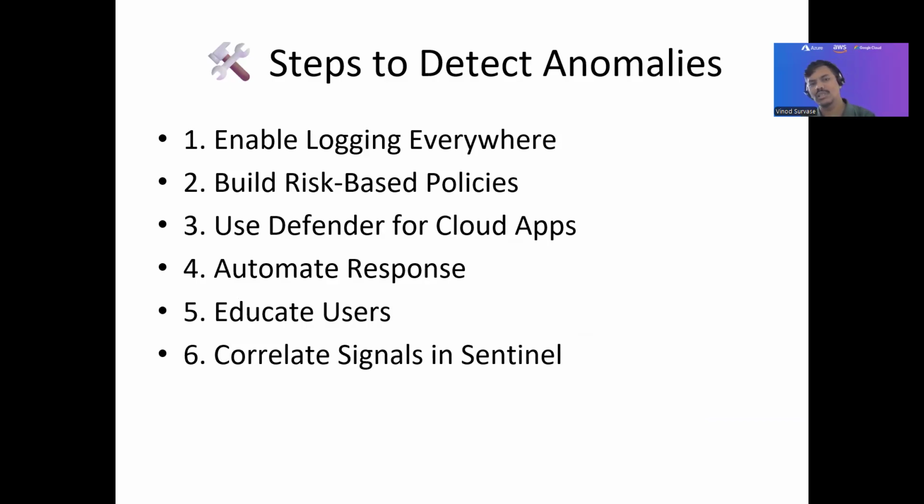What are those? To detect the anomalies, enable logging on whatever workloads are being used, and build risk-based policies in the Entra subscription or Entra tenant, right? Use Defender for Cloud Apps to deploy application control and all the other different policies, automate responses, educate users, and correlate signals in Sentinel, right? So these are the steps. Those would help us take the appropriate steps and deploy the controls and everything, right?